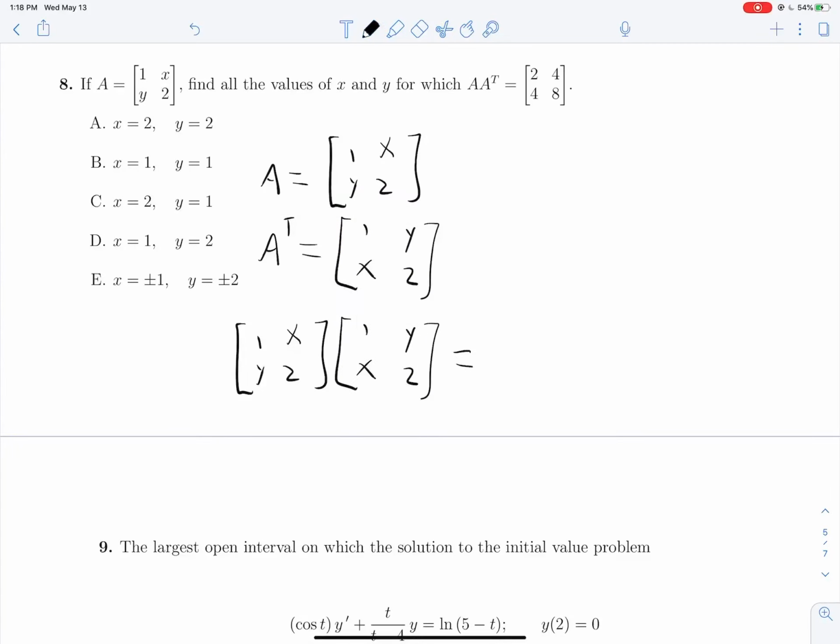We're going to get another 2 by 2 matrix, because this guy is 2 by 2, this guy is 2 by 2. These inner dimensions match. The dimension of what we get is these two outer dimensions right here. So 2 by 2 as an output.